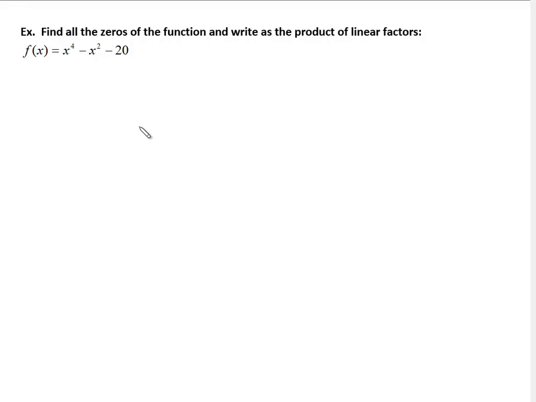Okay, last example. Find all zeros of this function and write as the product of linear factors. So this one we don't necessarily have to do that plus or minus p over q super long route. But what we can do, though, is treat this like a quadratic. This is kind of similar to, say, x squared minus x minus 20, which would be a quadratic that's factorable.